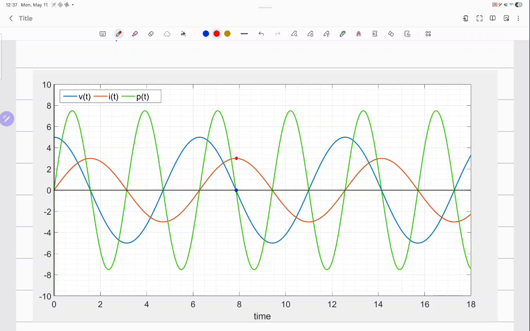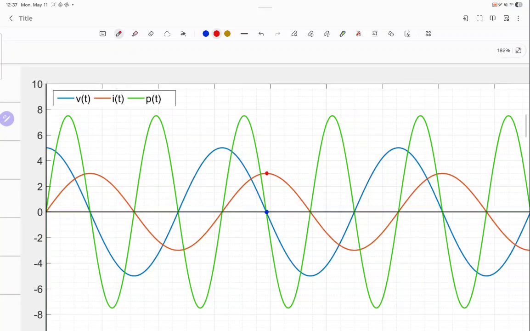Sometimes it absorbs power where the green signal is positive. Sometimes it's supplying power back to the network, back to the grid, when it is negative. It doesn't make any sense. Your dishwasher cannot give back energy to the grid, okay? And that is something a little confusing about inductors and, as you will see, capacitors.